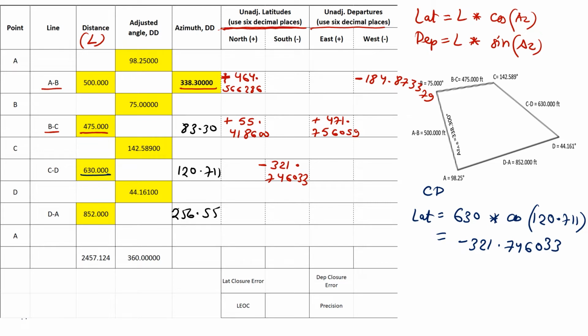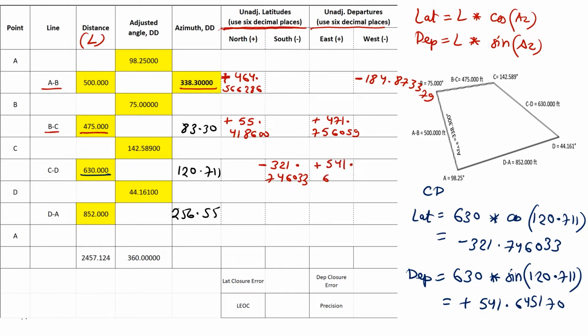My departure is length, which is 360, times the sine of 120.711, and that would be plus 541.645170. So it is positive. So plus 541.645170.